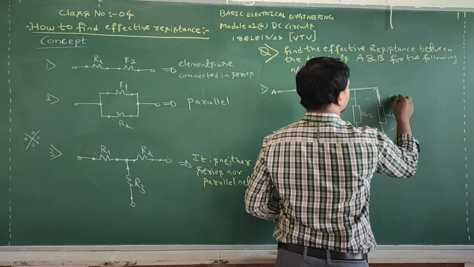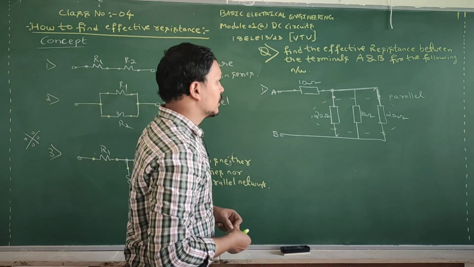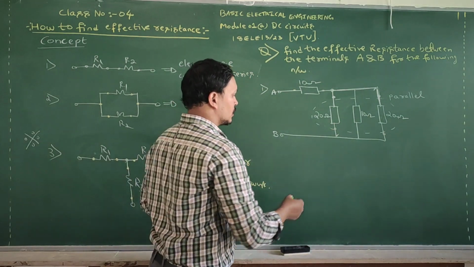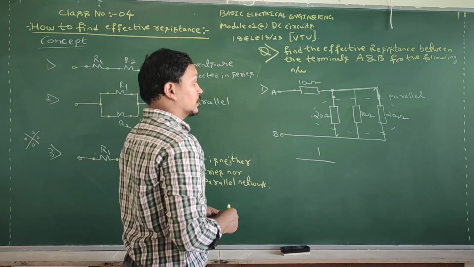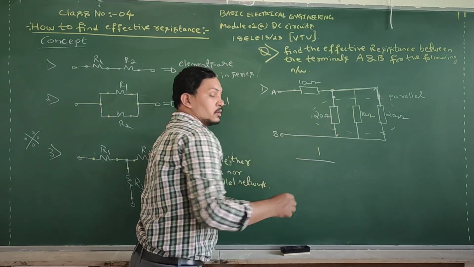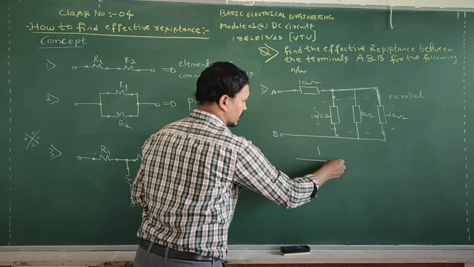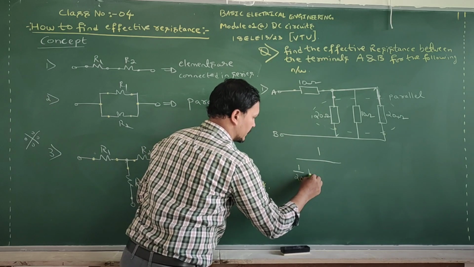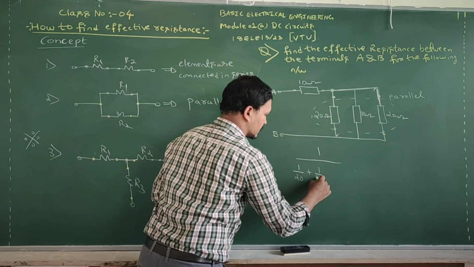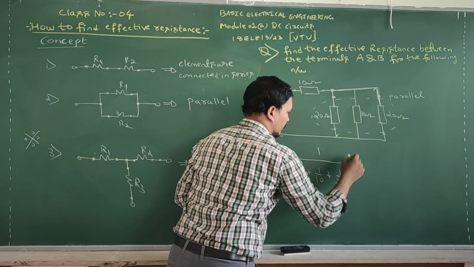Okay, now you can write: these elements are connected in parallel. Got it? Now find the effective resistance of this. How many resistors are in parallel in this network? 3 resistors. Whenever you have more than 2 resistors in parallel, remember this formula: 1 in the numerator divided by 1 by first resistor plus 1 by second resistor plus 1 by another resistor, that is 20 ohms.